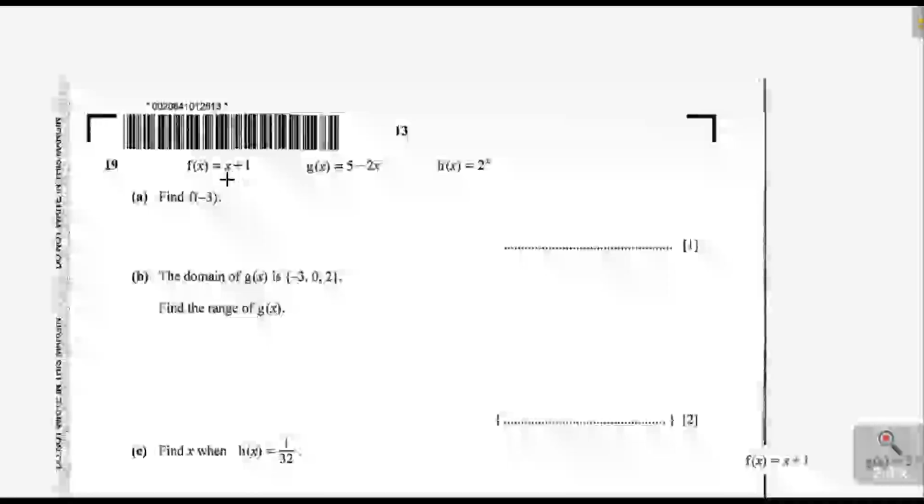Question 19, f of x equal to x plus 1, g of x equal to 5 minus 2x, h of x equal to 2 power x. Find f of minus 3. Calculate the value of f of minus 3. We will substitute the value of x as minus 3. Here in this equation, we get f of minus 3 equal to minus 3 plus 1. That will be equal to minus 2.